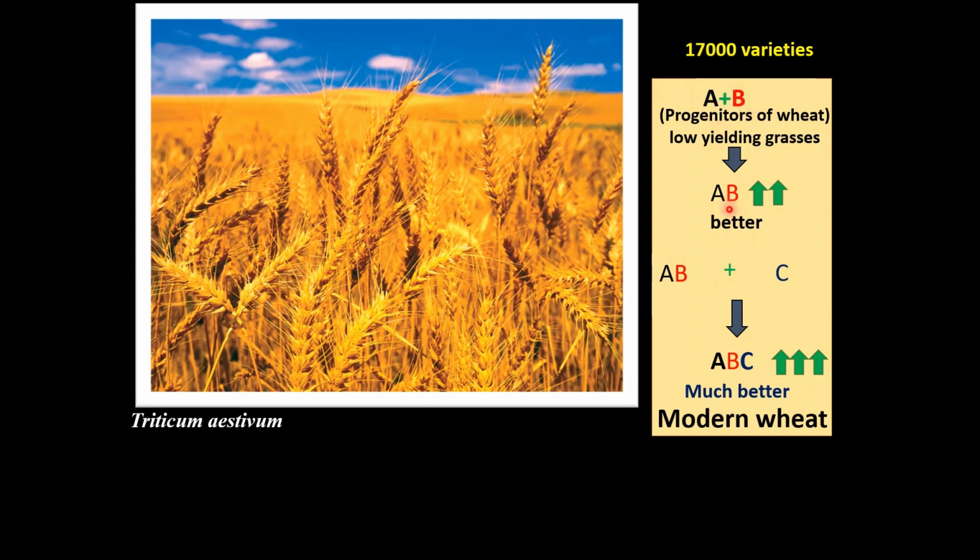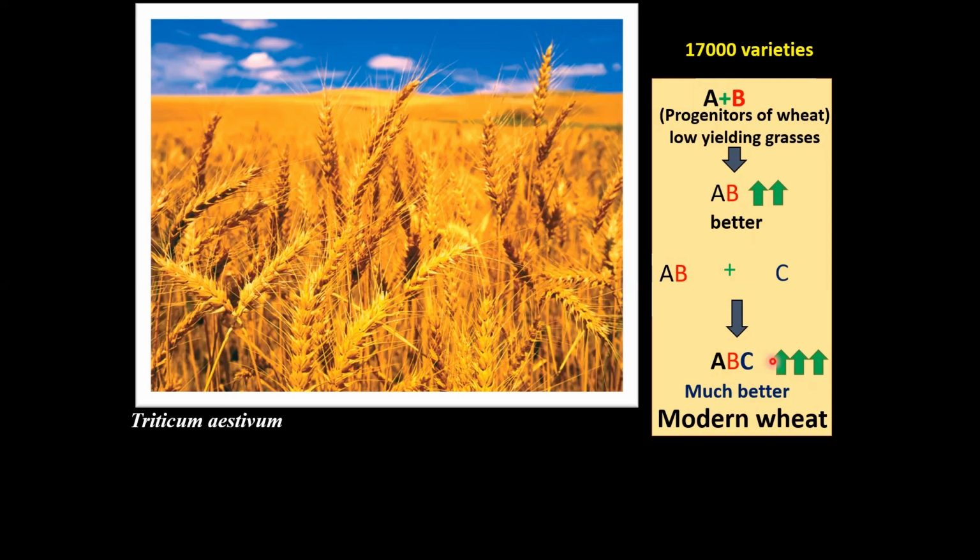Now again, when this hybrid wheat plant interbreeds with another diploid species, it produces a triple hybrid wheat plant. This triple hybrid wheat plant is known as modern wheat plant and it is much better than the previous hybrid and much better than their previous progenitor plant. This triple hybrid wheat plant is best suited for agricultural purposes.